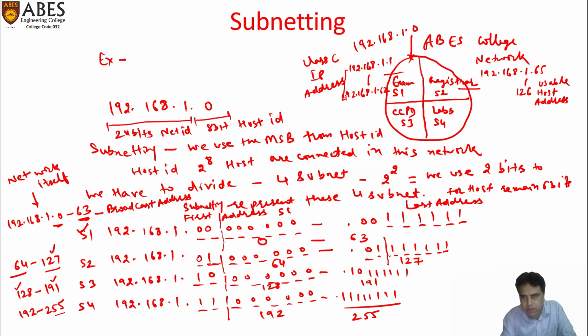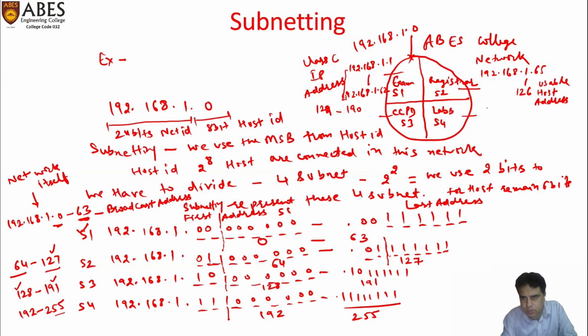And 127 is used for the broadcast address. For subnet S3, 128 is the network address for subnet S3, and from 129 to 190 are the usable host addresses, and 191 is the broadcast address for subnet S3.